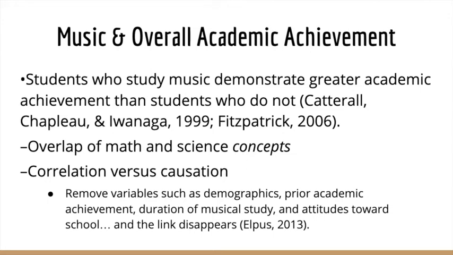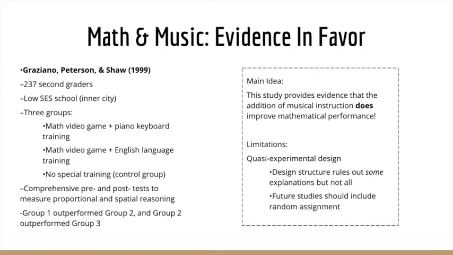So let's look at math and music evidence in favor. Graziano, Peterson, and Shaw in 1999 conducted a study with 237 second graders, and they did this with a population from a low socioeconomic environment. That's important, as we just discussed, because financial well-being might be one of the things that explains this link. So at least this study is conducted in an environment where money isn't distributed in masses.